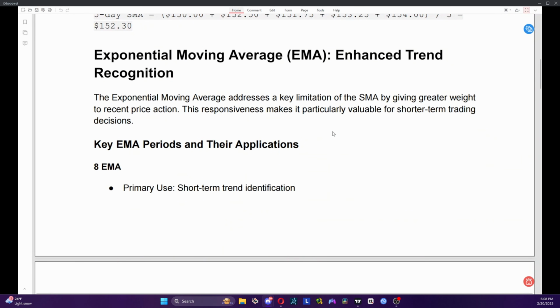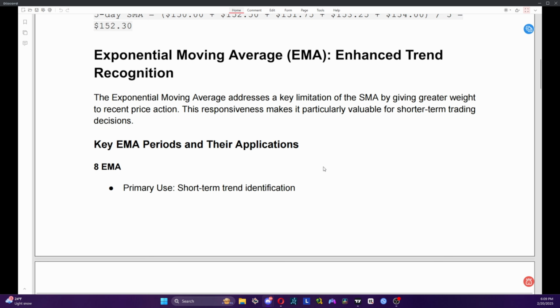Here are some key periods that I like to use, which I recommend for anyone that wants to trade EMAs to start with. You'll hear a lot about the 9 EMA, the 10 EMA. Whatever you want to use, you can use, but I like to use the 8 EMA. The primary use for the 8 EMA is to identify short-term trend. You can just use one EMA and use that as a guide of how price is moving on that day, the 8-day average.